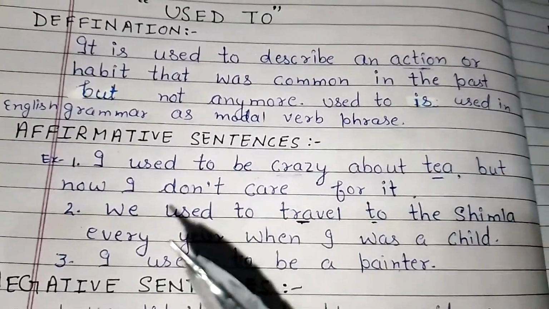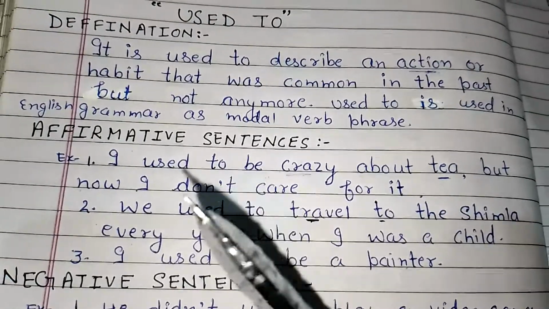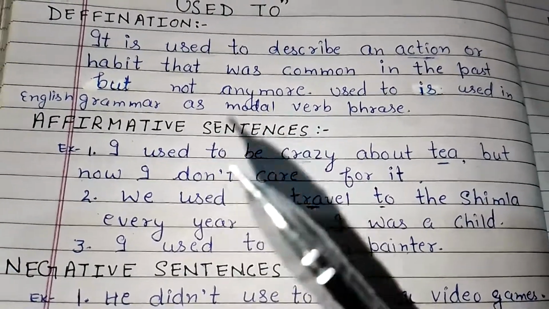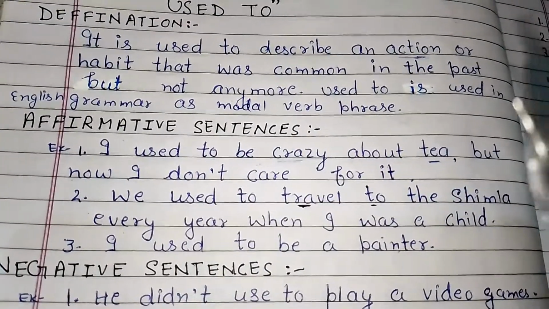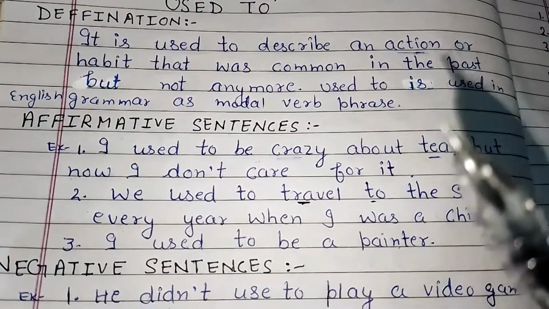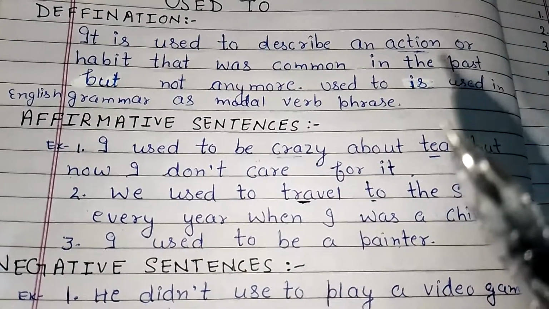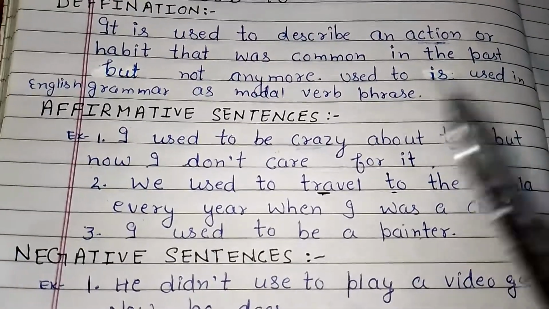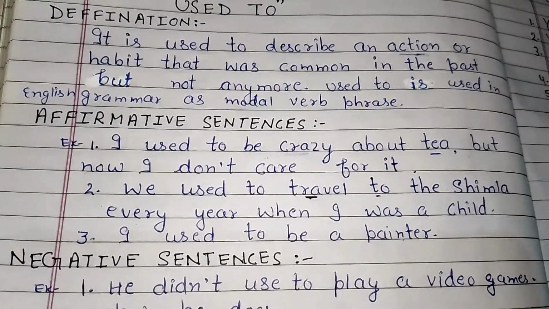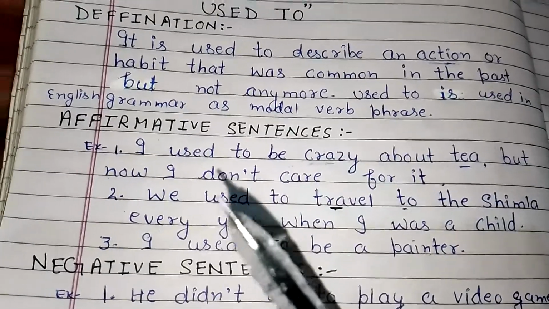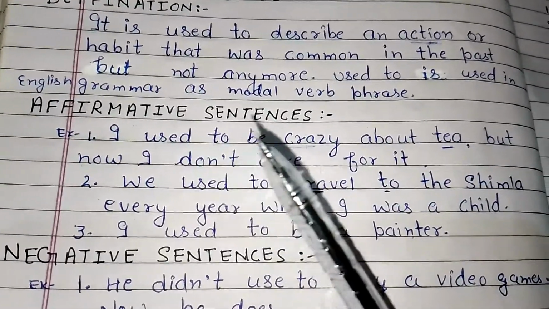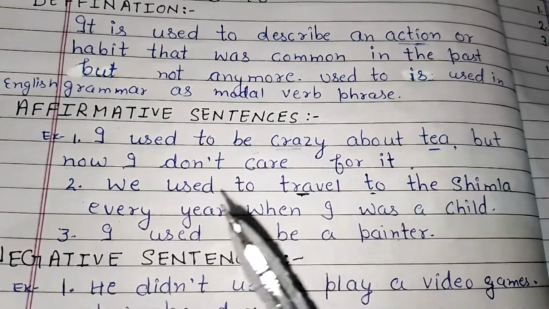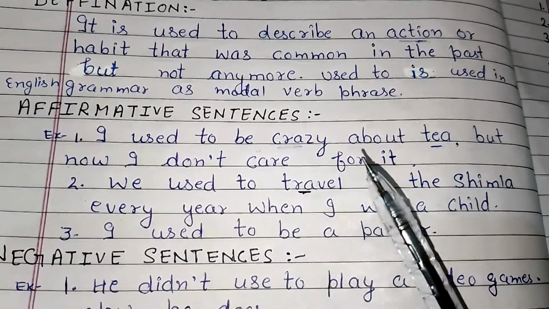Now let's have a look at affirmative sentences. What is affirmative? Affirmative is a simple statement. It's not negative, it's not a question, and it's not related to the WH family. It's just a statement. For example: I used to be crazy about tea, but now I don't care for it.